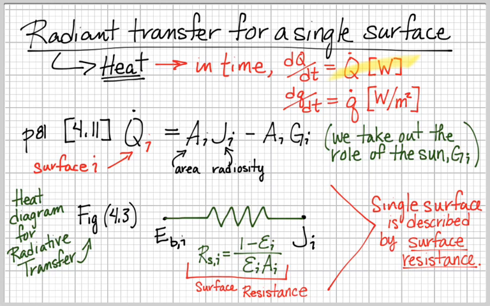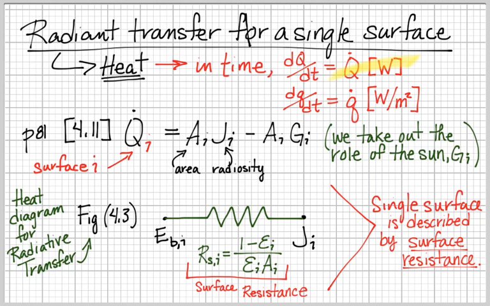And if we were to turn that into an intensive variable, watts per square meter, we would use a lowercase q. On page 81, you'll see equation 4.11. That is going to be the general equation for Q in terms of radiosity. We just talked about radiosity last lecture, and radiosity is defined in terms of energy leaving a surface. In this case, it's surface I.